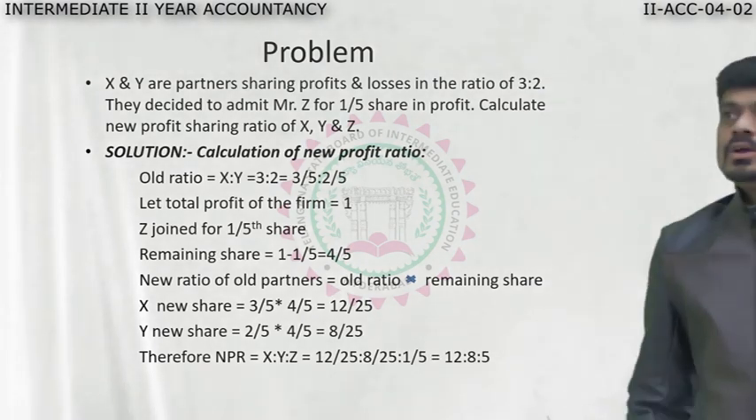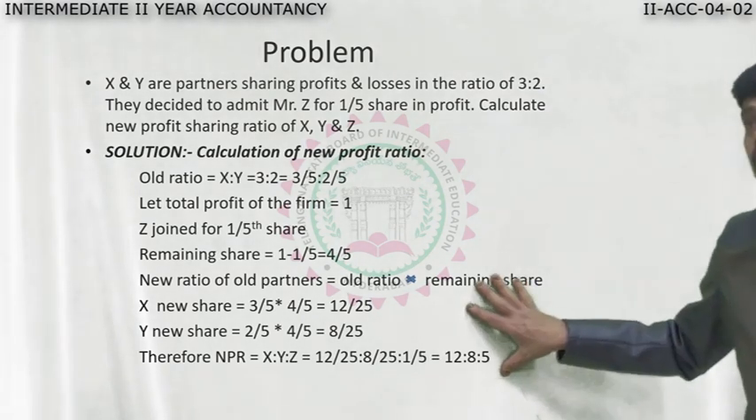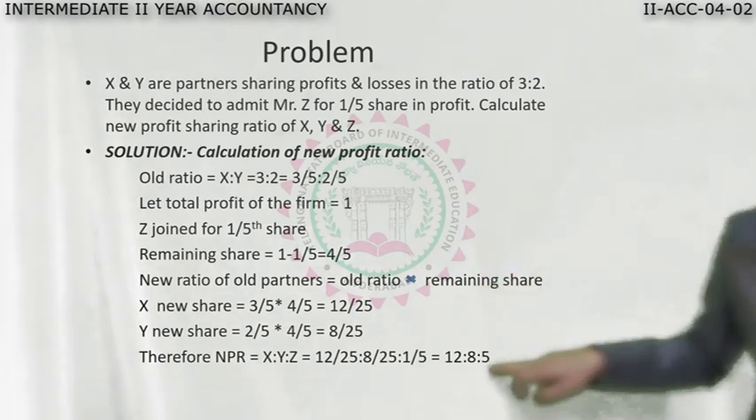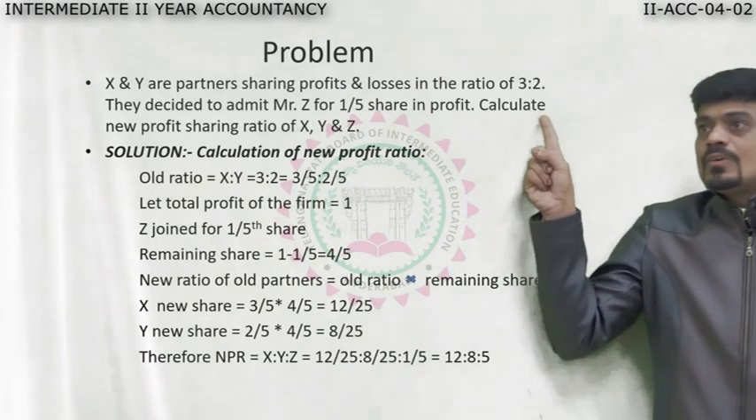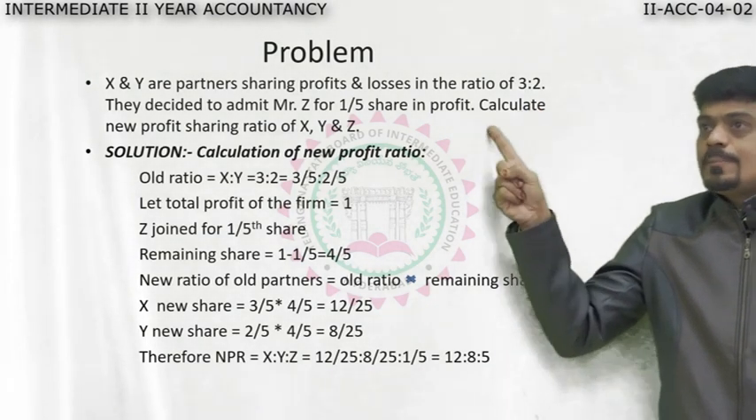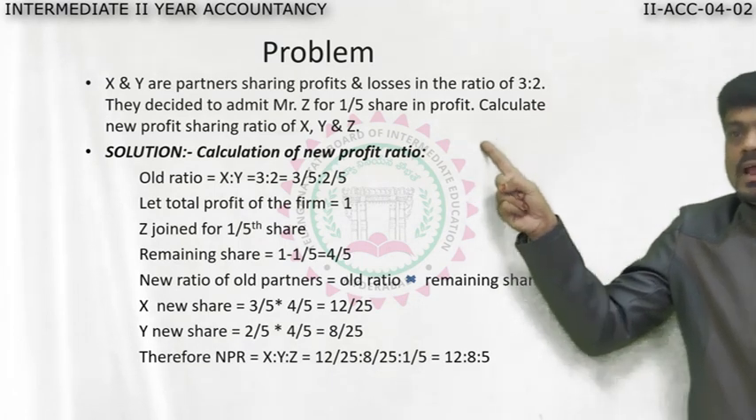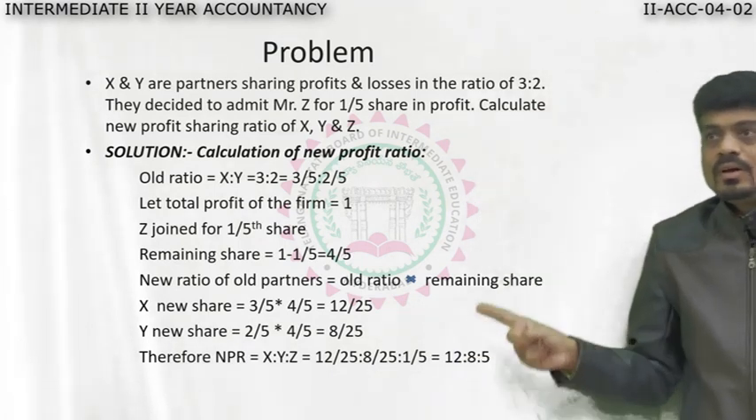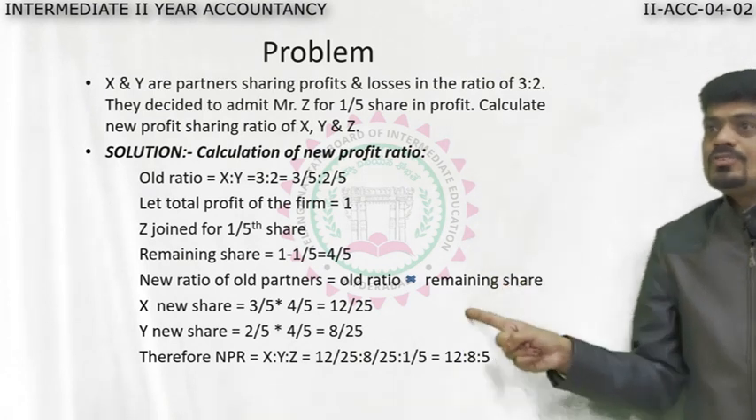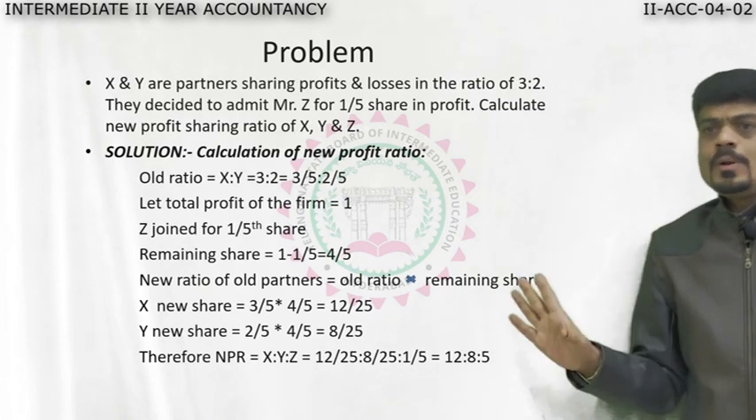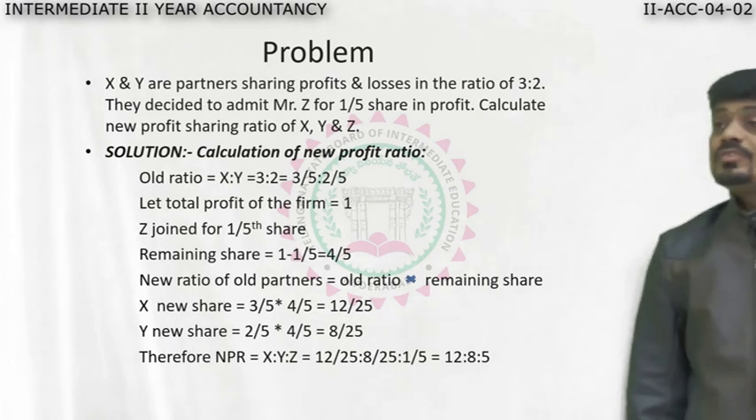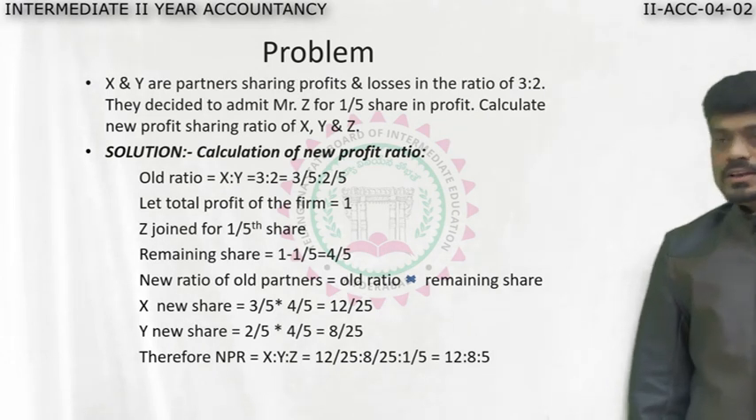Any problem you can do in this pattern. Please kindly keep in mind. So again, first write the old ratio, take the partners, new partner share, and the process is here. Just have a glance over this once again. This is your new profit sharing ratio. Any problem they give, you can do if you follow these steps properly. This is about new profit sharing ratio.